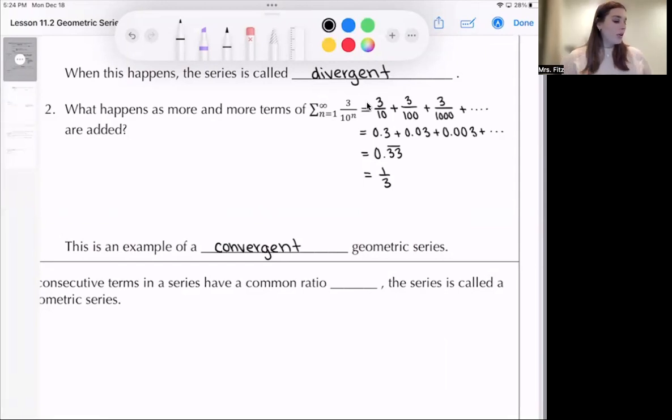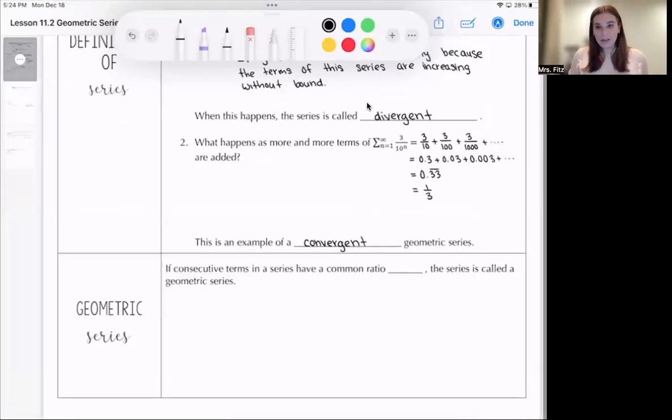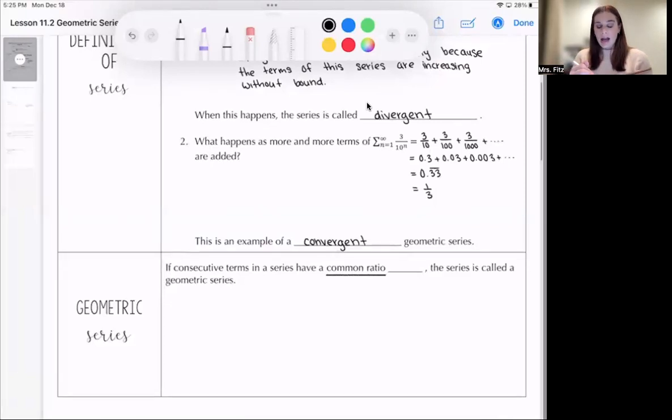Okay, so let's talk specifically about geometric series, which it turns out number 2 actually was a geometric series. So we need a little bit of vocab first. If consecutive terms in a series have a common ratio, this is one of the key vocabulary words when it comes to geometric series, and we call that common ratio r. We use the variable r. The series is called a geometric series. So here's the general form.